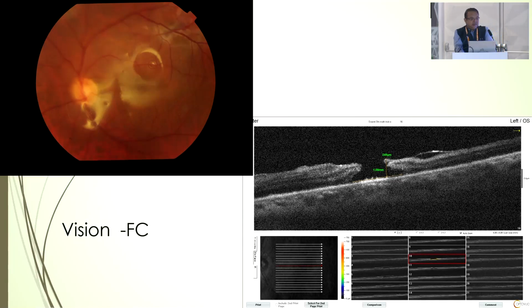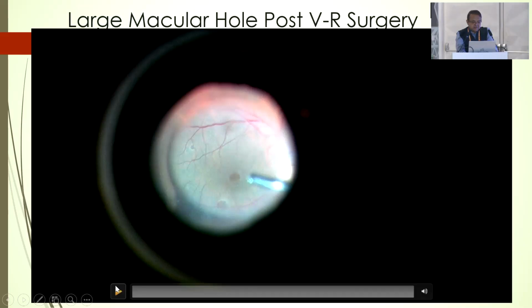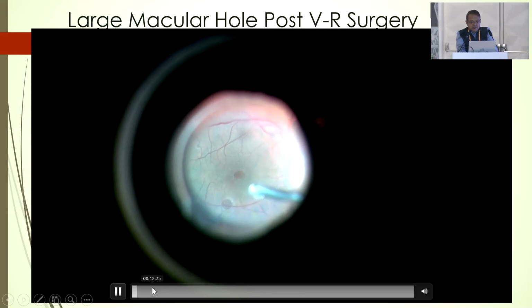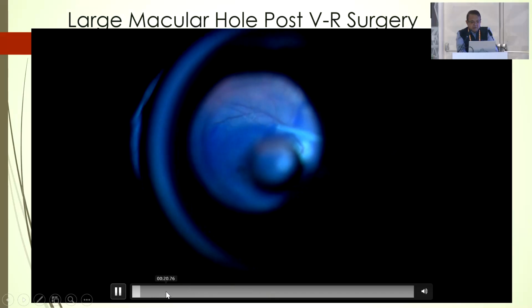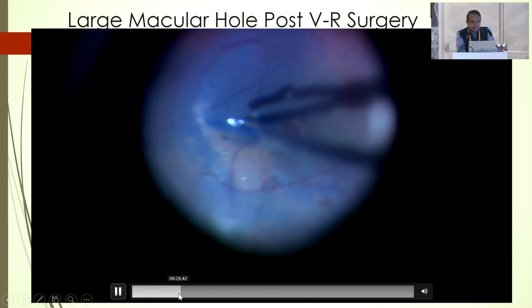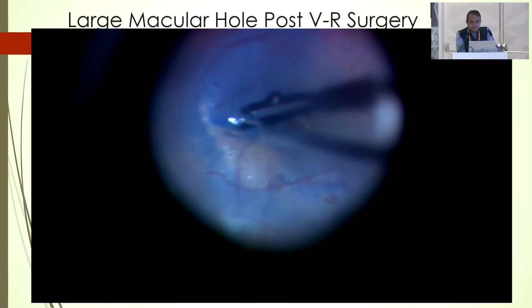This is another patient, and I started this technique with this patient. You can see a silicone oil filled eye, almost a square-shaped macular hole. The chances of closure are pretty less. So I go ahead, remove the silicone oil, put BBG, create a rip in the ILM, and then an ILM flap is created.